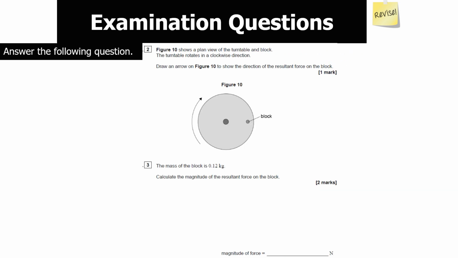The next question says, figure 10 shows a plane view of the turntable and the block. The turntable rotates in a clockwise direction. Draw an arrow on figure 10 to show the direction of the resultant force on the block.